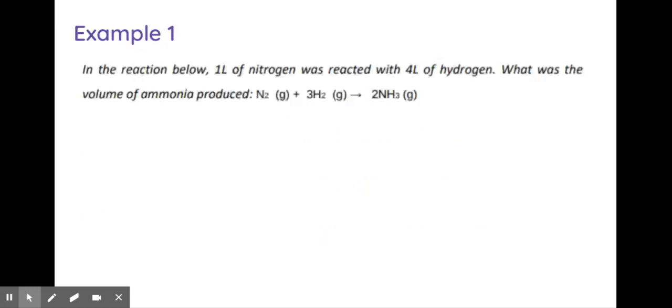Let's try an example. So in the reaction below, 1 litre of nitrogen was reacted with 4 litres of hydrogen. What was the volume of ammonia produced? Well, step 1 is to find out which reactant is in excess. Because remember, if we have to identify the volume of ammonia produced, that's the product, then we're going to want to use the mole ratio of the limiting reactant and not the one in excess.